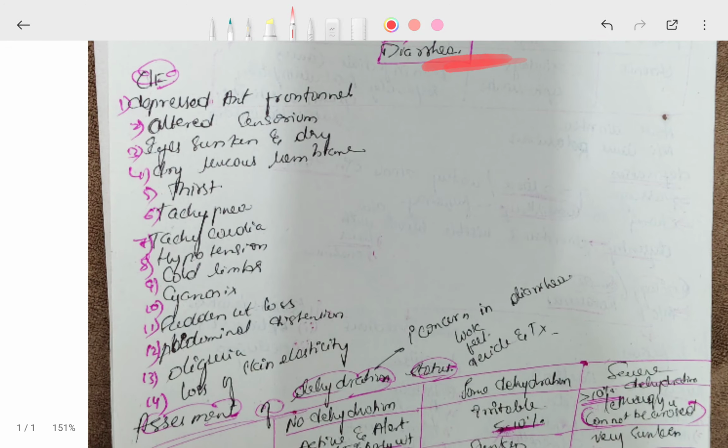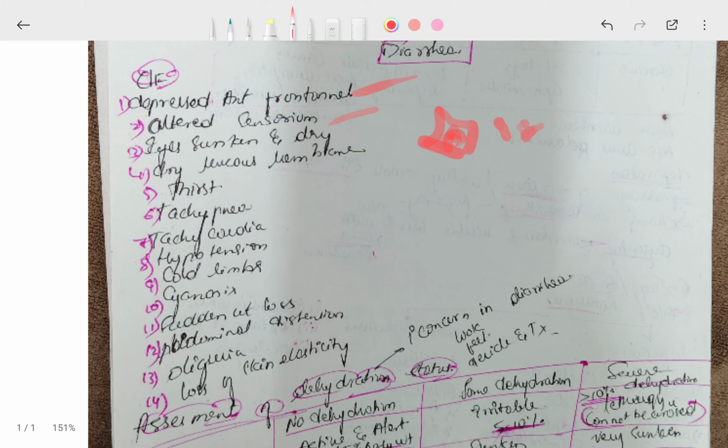Now all fluid is lost. Fluid in the body is lost. So what you will see: the anterior fontanelle, which will close at 1.5 years or 18 months, will be open. It's filled with CSF, we can feel CSF here. If fluid is lost in the body, it will be sunken. So depressed anterior fontanelle.